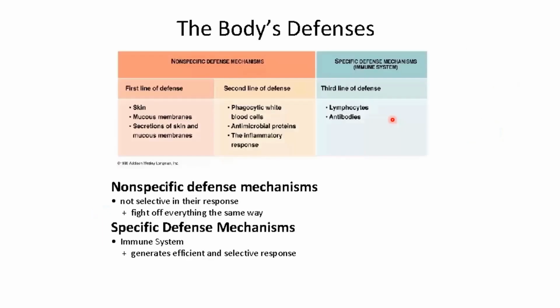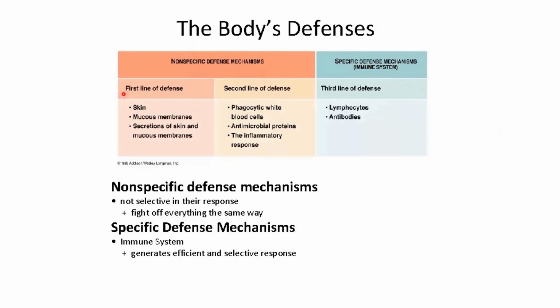Now, moving towards animals or humans. For animals or humans, there are two different types of defense mechanisms. One is called the non-specific defense mechanism, and the other is called the specific defense mechanism, right? What is the non-specific defense mechanism?